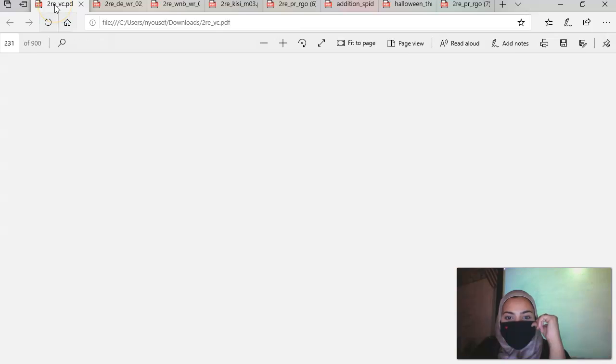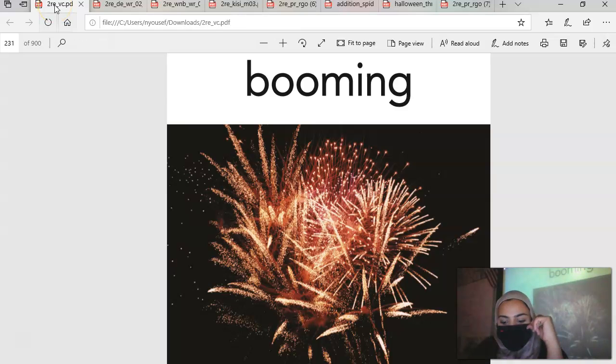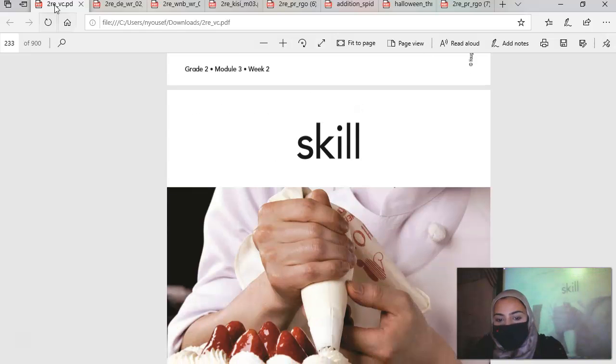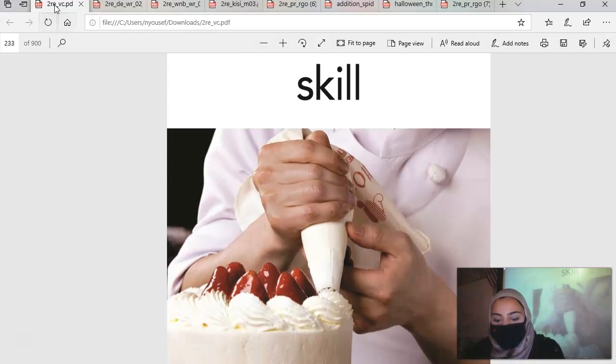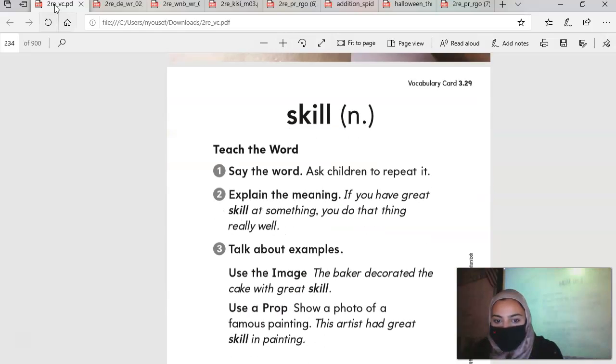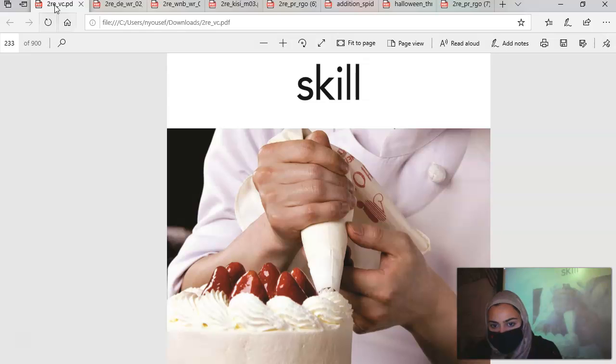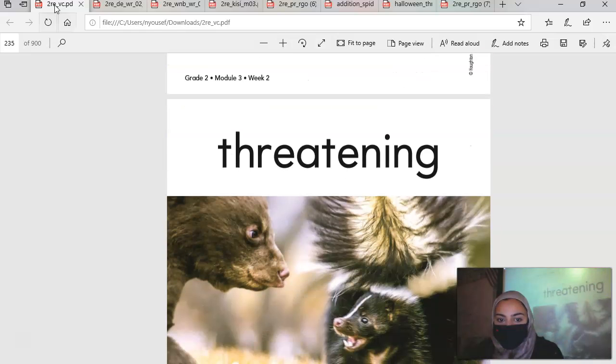Booming is the first one. Who thinks they know what booming means? Good. Maybe something that is loud. Booming is loud like thunder. Very good. The fireworks made a booming sound. What about the next one? Dominic. Skill. Very good. When you're good at something. If you have a great skill at something, you do it really well. The baker decorated the cake with skill. The baker decorated the cake very well.